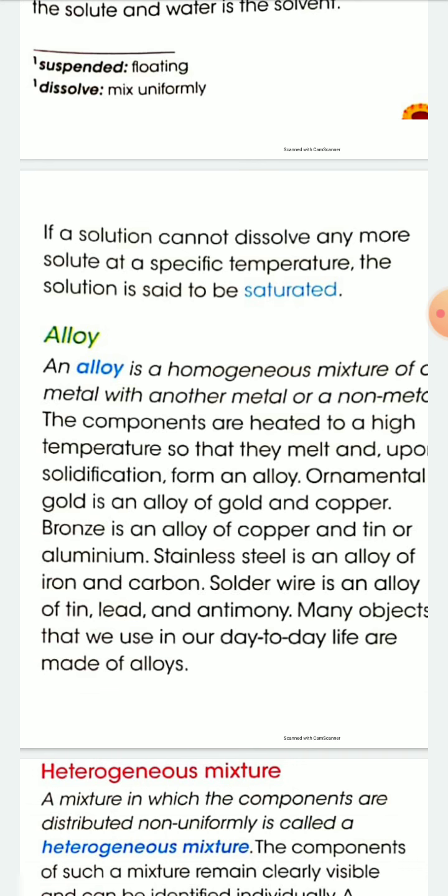Examples of alloys: ornamental gold is an alloy of gold and copper. Bronze is an alloy of copper and tin, or copper and aluminium. Stainless steel is an alloy of iron and carbon. Solder wire or fuse wire is an alloy of tin and lead and antimony.